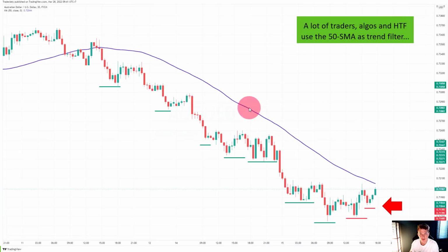We add a 50-period moving average, which will come in handy later. And a moving average is basically a trend filter used by a lot of professionals. It's also used by a lot of automated and algorithmic trading strategies because it's a very objective tool and easy to program. We'll keep that in mind for later.